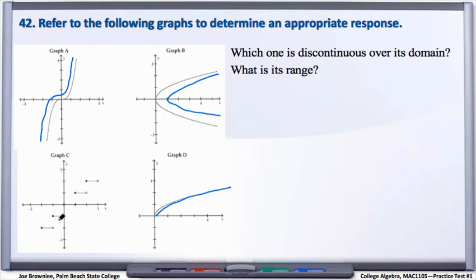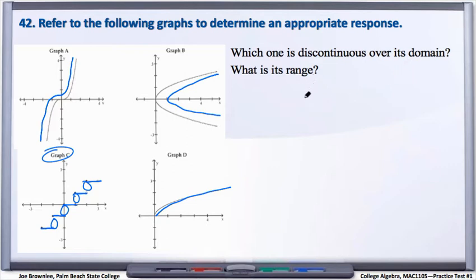With graph C, the greatest integer function, however, we set our pencil down, start graphing, and we're able to graph only a certain piece of it before we have to pick up our pencil, move it up, set it back down, and then start graphing again. Then we have to pick up, move our pencil up, set it back down, and we continue this process. And so there are discontinuities, jumps in the graph at each integer y there. All right, so graph C is the graph that is discontinuous over its domain.